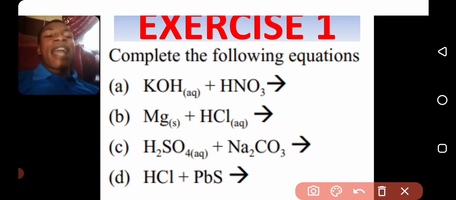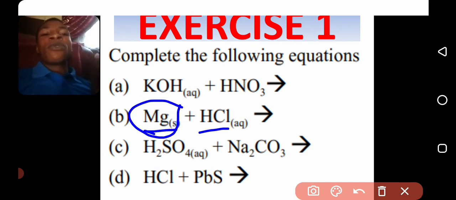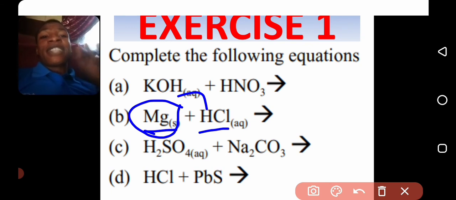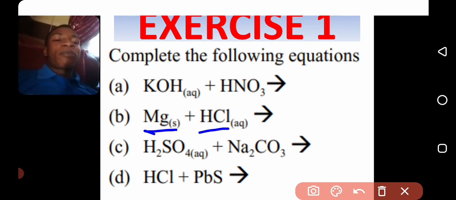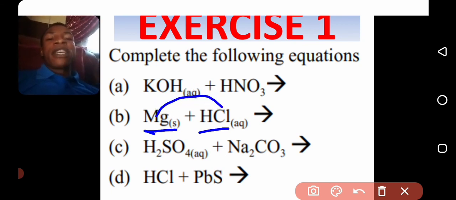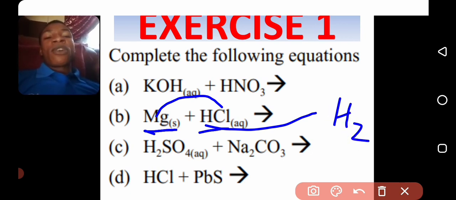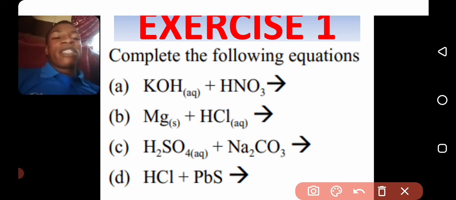Also here now, Mg reacting with HCl, that's a displacement reaction. This Mg is ordinarily a single metal, so it's going to displace hydrogen, send hydrogen away because it is higher than hydrogen in the activity series. So what will you get when Mg finally combines with Cl while displacing hydrogen? Hydrogen must be written as H2 because that is how hydrogen exists as an element when it becomes displaced.